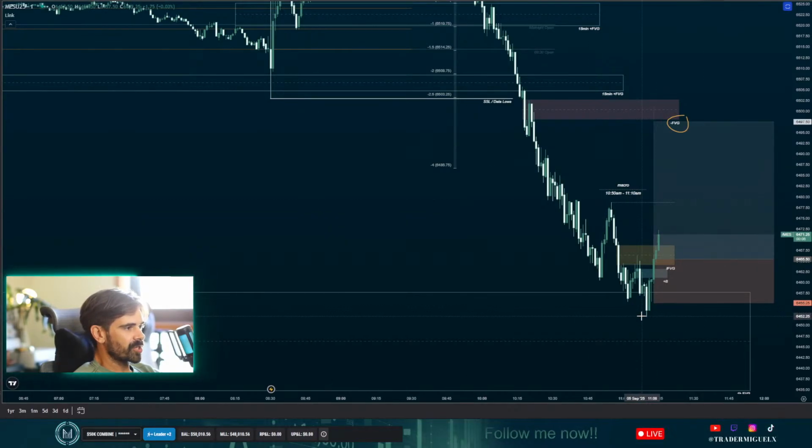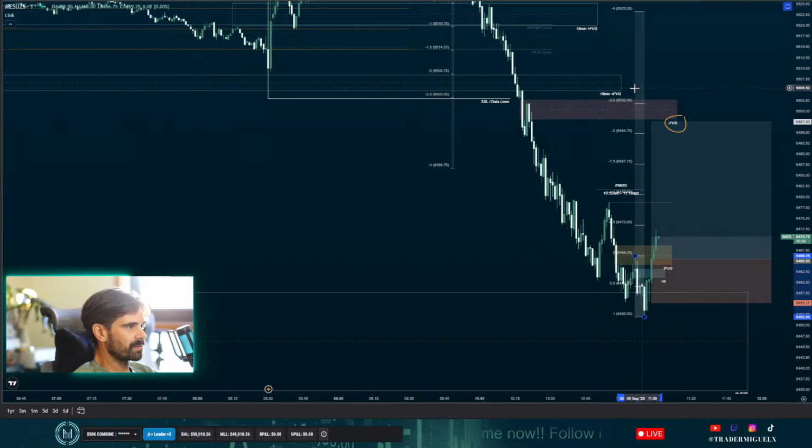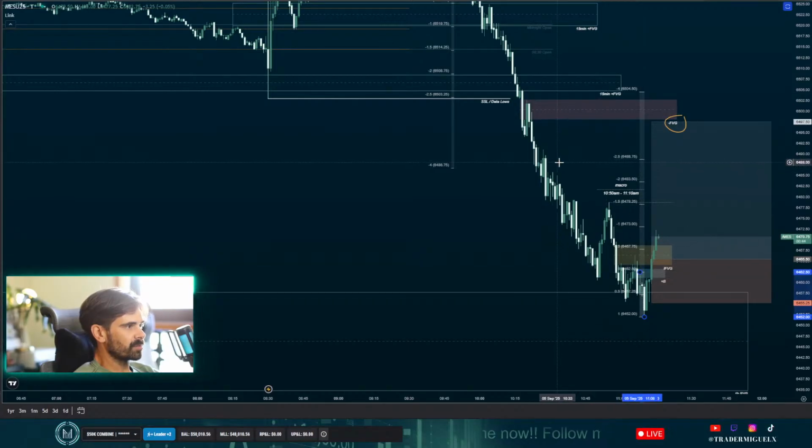Let me just project price just to see how far it can go. Yeah, minus 2.5 standard deviation, which always is a major point of sell side liquidity, has some confluence with this fair value gap, so it could be a nice target. And this order block as well.